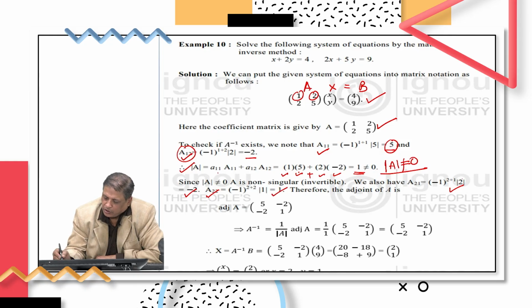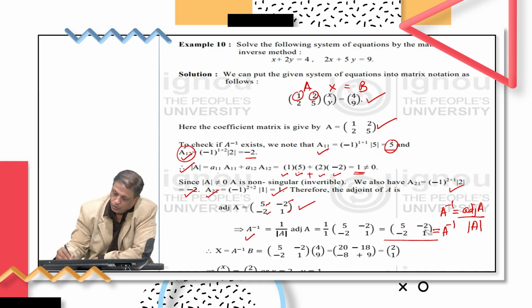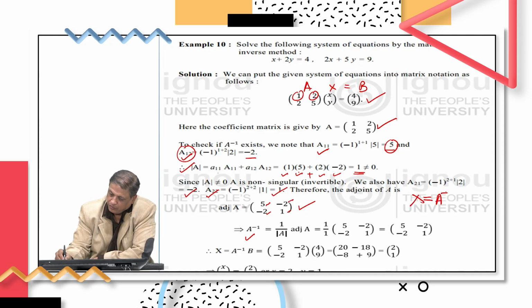Taking the transpose of the cofactor matrix, we got the adjoint of A, which is 5, -2, -2, 1. And we know that A inverse is equal to adjoint of A upon determinant of A. So applying the solution, we got A inverse as this value. Now we need to find the solution, so that means we need to get the value of x. What is x? X is equal to A inverse B. And what is A inverse? This is our A inverse.